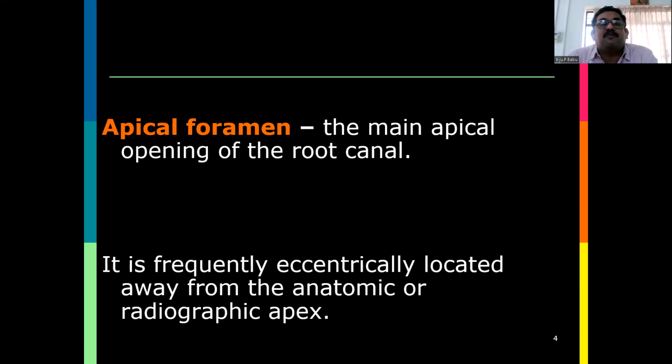Now, coming to the apical foramen, you have the main apical opening of the root canal. It is frequently eccentric, located away from the anatomical or radiographic apex. The apical foramen is the point where the canal opens into the periodontal space. It is through this point that the blood vessels and nerves enter and exit the pulp. So, the apical foramen is a very important landmark which should be determined.